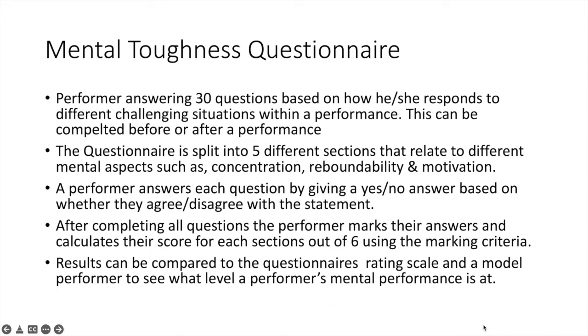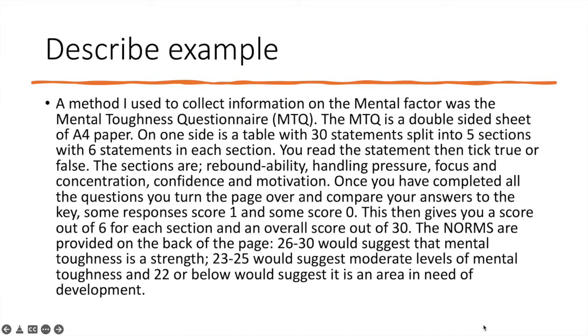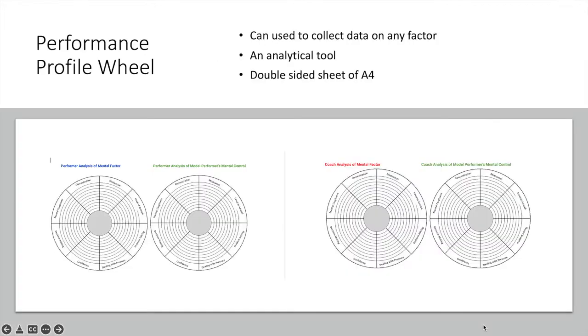Once they've completed all the questions, they're then going to turn the page over and mark their answers. For some of these statements you'll get 1 point, and for others you'll get no points, which will then give you a score out of 6 if you compare it to the marking criteria, and at the end you'll get a score out of 30, and you can compare this to a model performer and to norms. On screen just now is an example of a description and how you would write a descriptive answer for the mental toughness questionnaire. Pause the video here to see that in more detail.